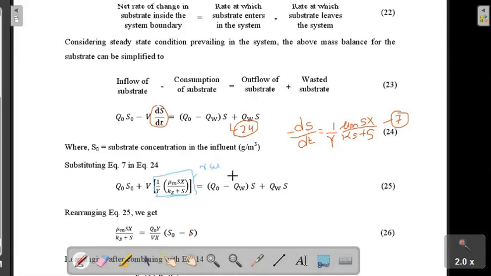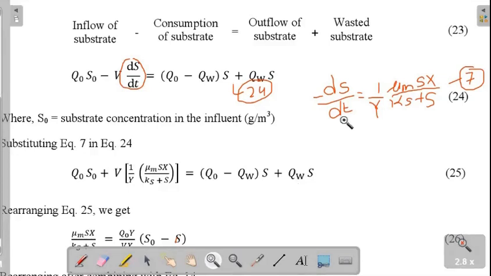Now there is one small change that we want to make here. I just simplify this: mu m by Y is nothing but capital K. So we can write capital K equals the maximum microorganism growth rate upon the value Y. First, we replace mu m by Y as K.